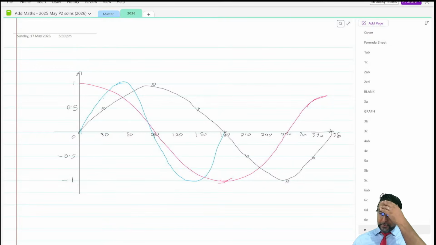Right. So what you could see here is that sine 2x is the blue one. And what would happen is you'd go again. So what I mean by go again is this.